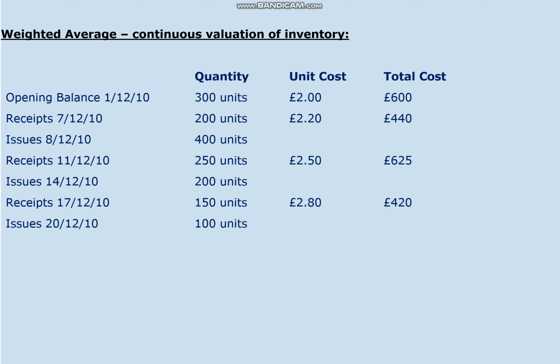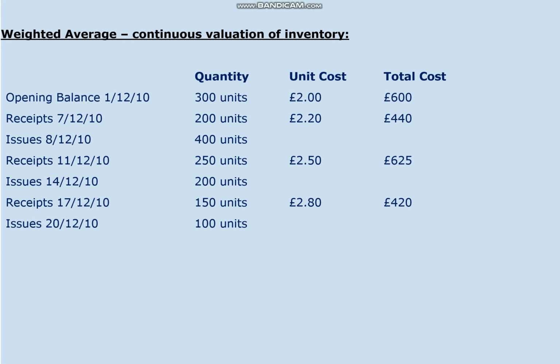Hi, in this session we are going to look at weighted average valuation of inventory, which is based upon the continuous method. Continuous method implies that we have to work out the weighted average cost of the inventory as soon as a new addition of the inventory takes place, meaning as soon as we buy or receive any new inventory items, we update the average cost. That's why it is called the continuous method.